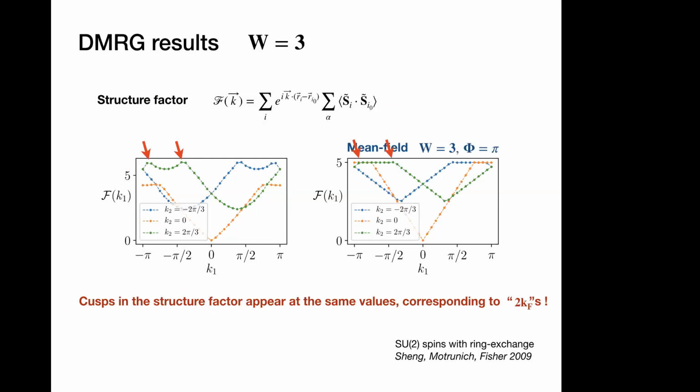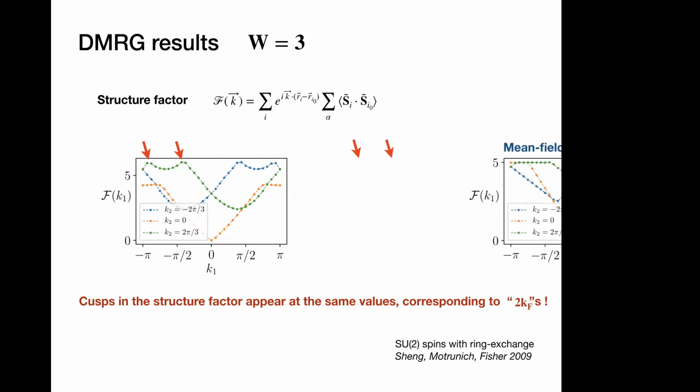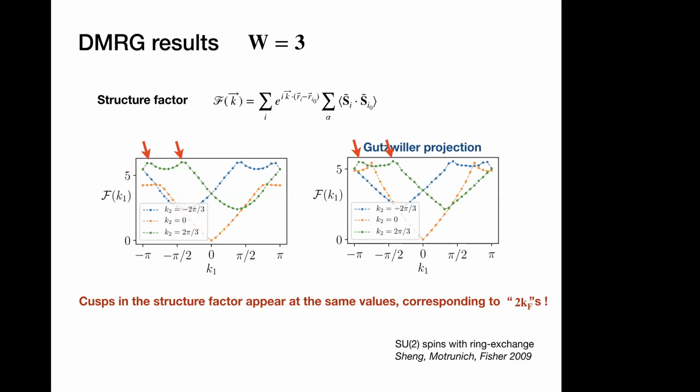Now, going beyond mean field and implementing the Gutzwiller projection, so the parton constraint, we see that all the main features remain. The 2 kFs remain, and the cusps remain at the same momentum. This is basically an analysis which is similar to the one carried out by Matthew Fisher and company for the case of SU(2) spins with a ring exchange term, where it was also claimed that the ground state is indeed a spin Fermi surface.